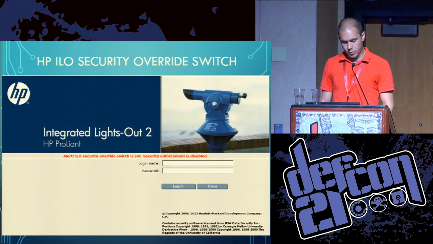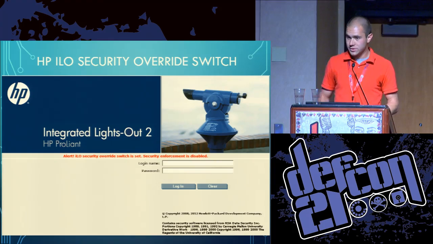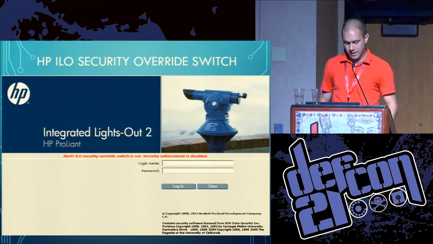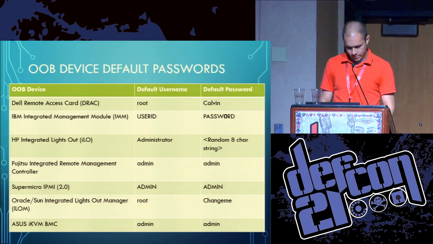Here's an example of HP iLO. They have an override switch that is actually on the machine, and if it's enabled, then you don't have to auth at all. So it's awesome if you're after that machine. Here's a list of common usernames, and iLO is the only one that's actually updated, and all the rest have default credentials.